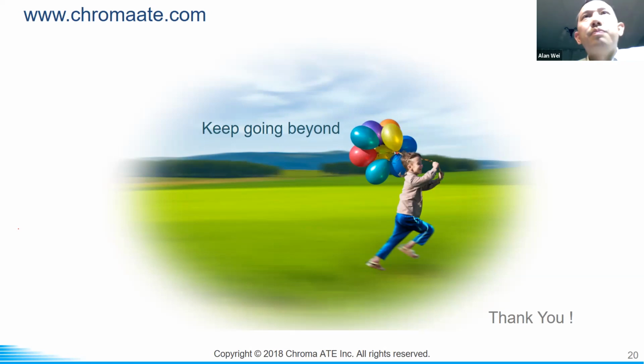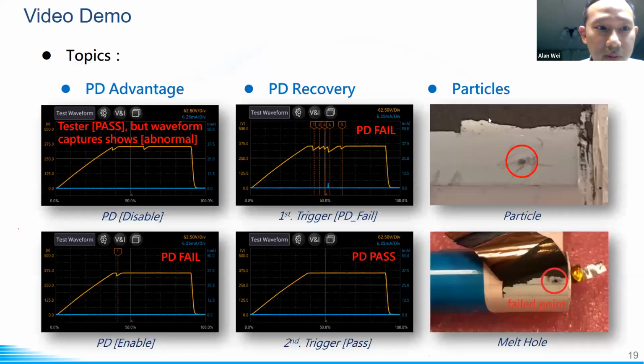We use the chart over here. Why we use the term PD: it is partial discharge. It's similar to flashover, but I assume PD is easier to understand. PD means the fast changing of the voltage or the current.